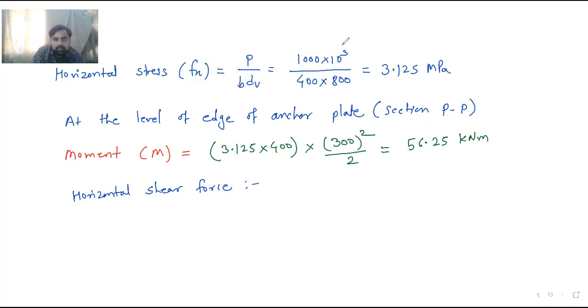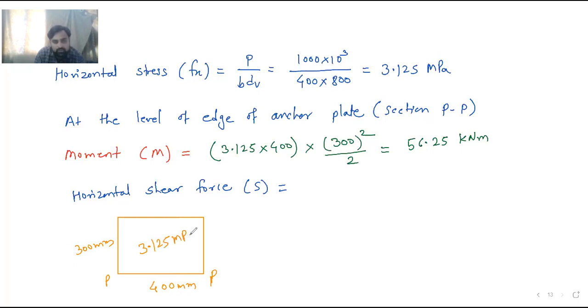S. Horizontal shear force. This S is equal to. See, again I will tell you how that force is there. This diagram, again there is no need to draw. Here it is our section. This is point PP over here. Now this is 400 mm. This is 300 mm. And over this entire area, the intensity of the stress is 3.125 MPa. This is the stress over this entire area.